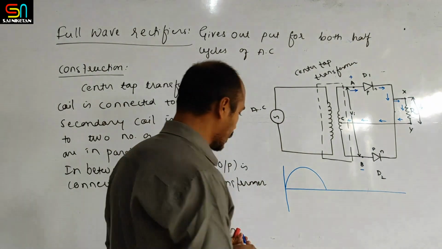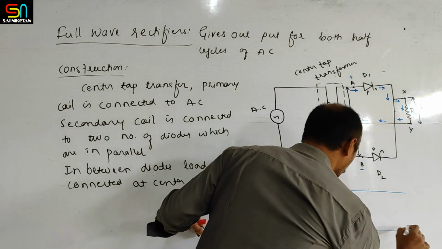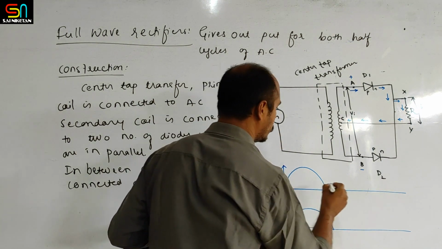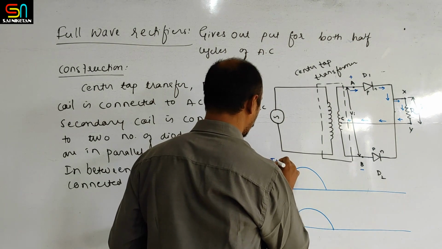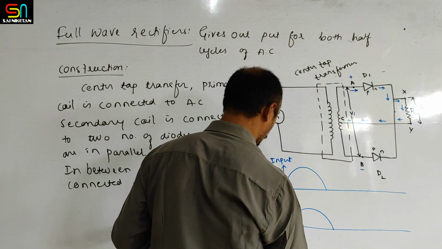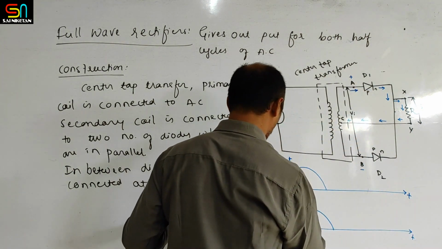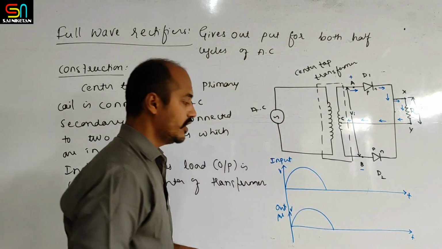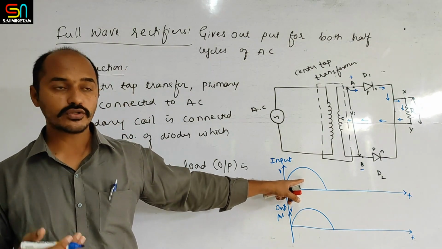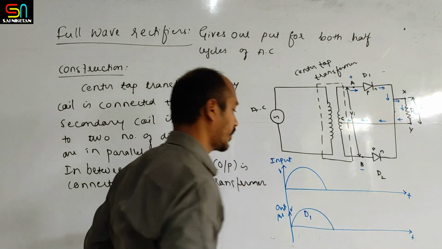So during the positive half cycle, the output can be obtained as, I am drawing it here itself: this is the input, and this is the output, and this is time, and this is voltage. So during the positive half cycle, current is flowing through the diode D1. So this current is because of diode D1.